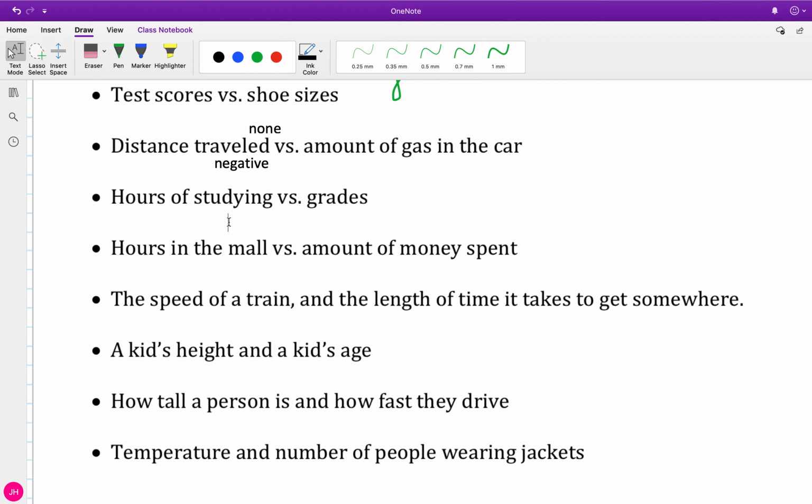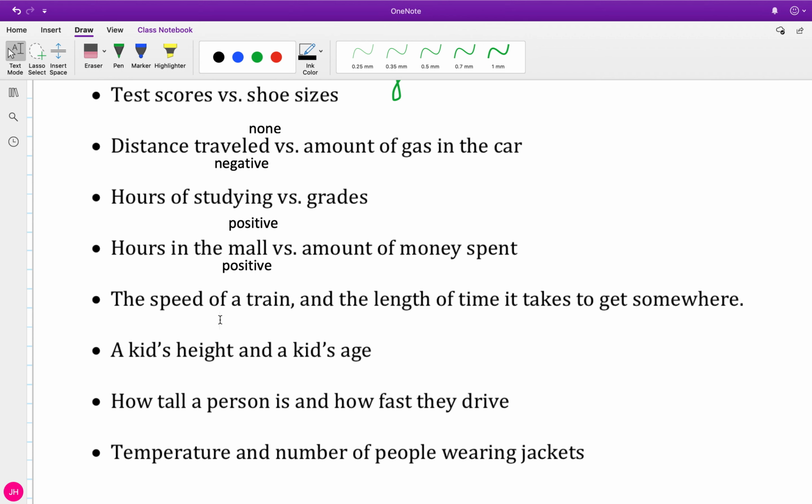The more you study, in theory, the higher your grade. Again, these are trends. There are always exceptions to trends. This one sometimes gets people: hours in the mall versus money you spent. So the more time you spend in the mall, the trend is that you would also spend more money. So that would be positive.